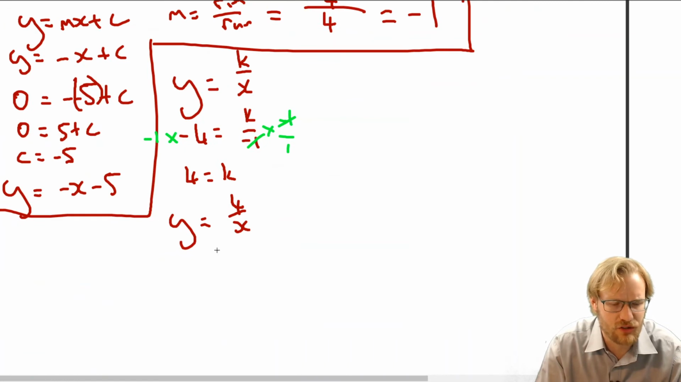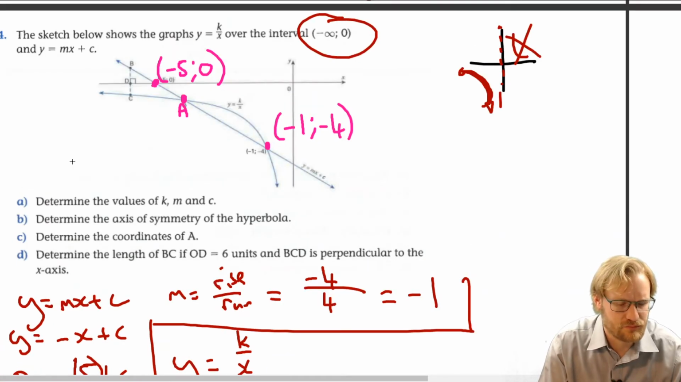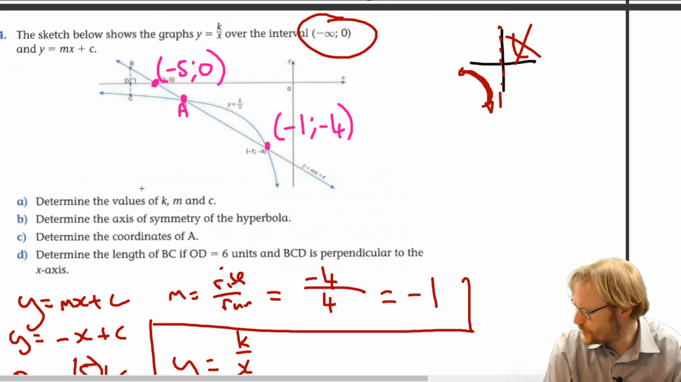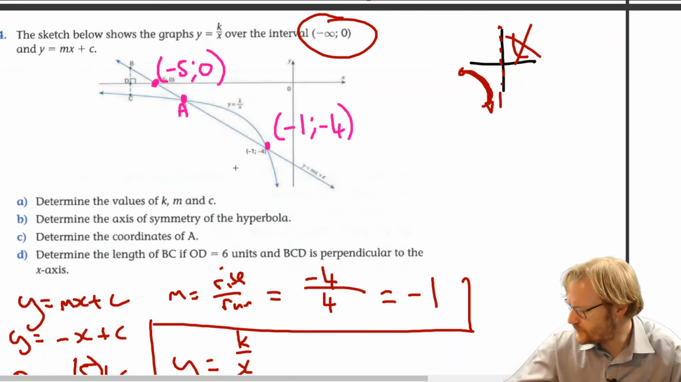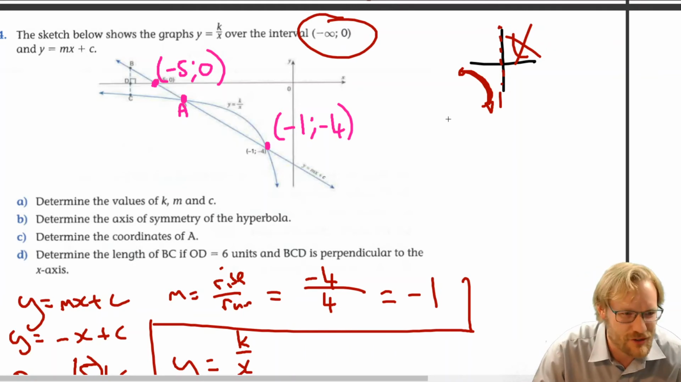Okay, so we've got our two equations. Determine the axis of symmetry of the hyperbola. Well, for our hyperbola, if we're working out our axis of symmetry, we can say, where's this line?